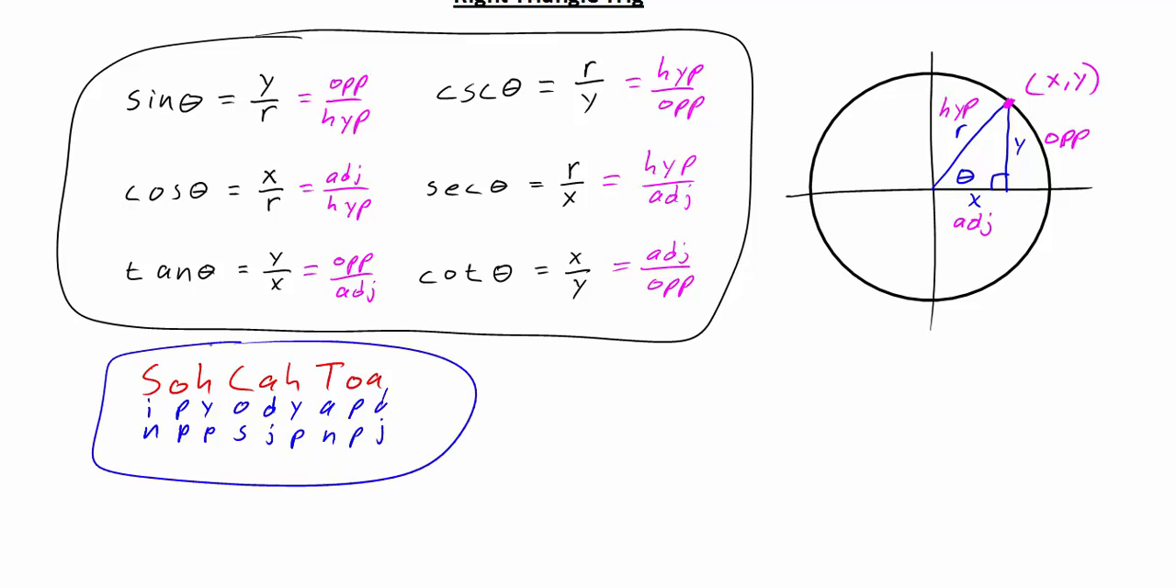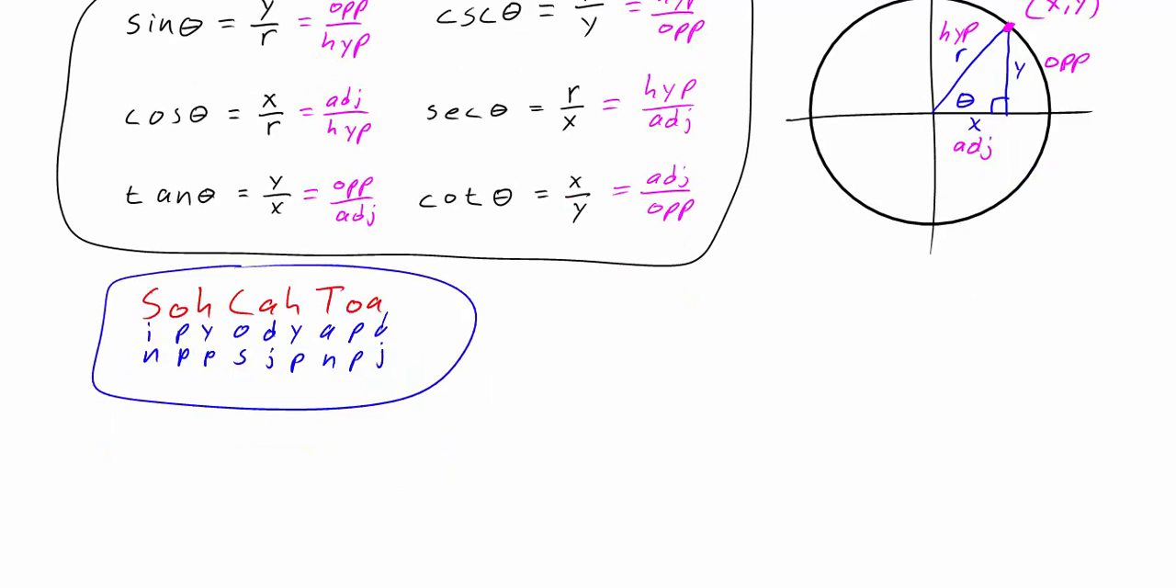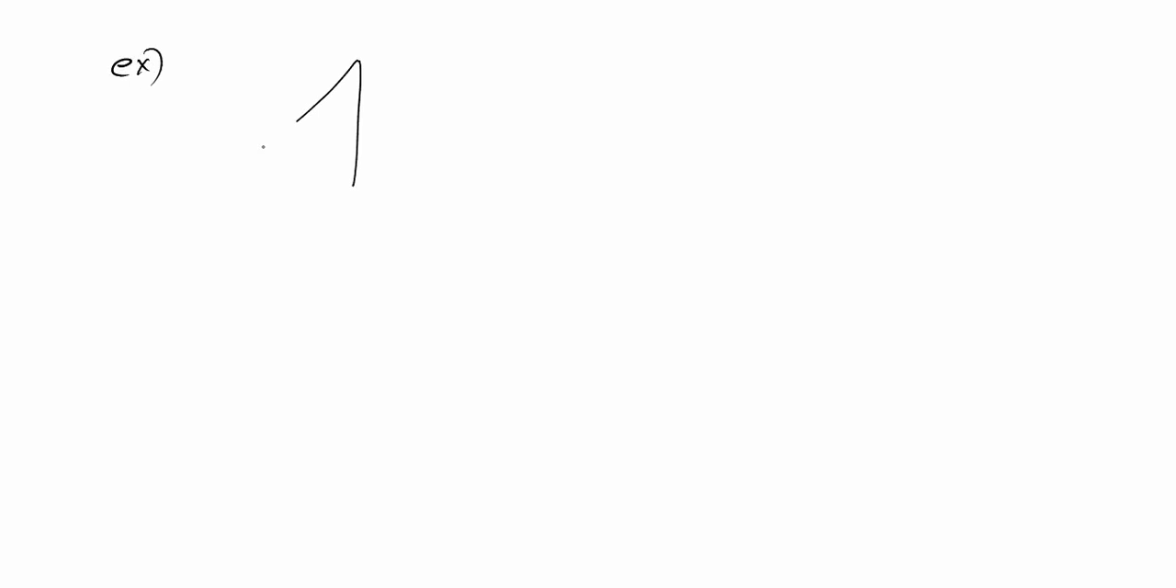So this is a neat little phrase that you can use, SOH CAH TOA, to help you memorize your trig functions. If you remember sine, cosine, tangent, the other three are simply the reciprocals. Now I want to look at a couple examples of how we might use this to evaluate some trig functions. So let's say that we are given a right triangle.